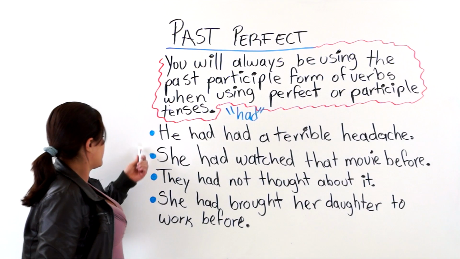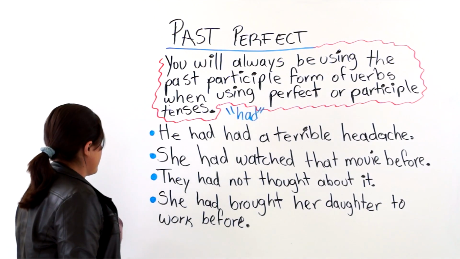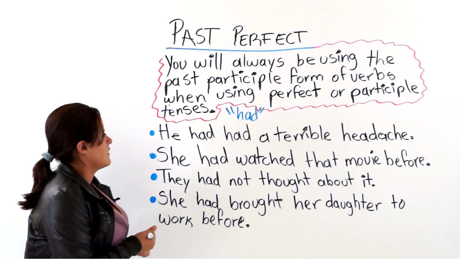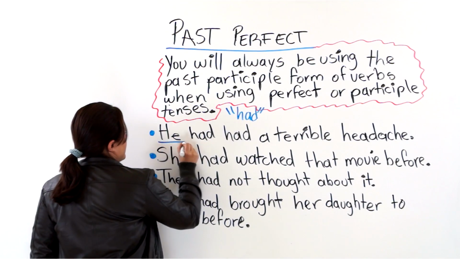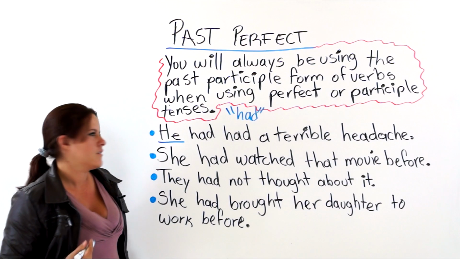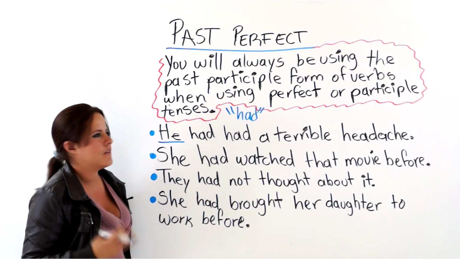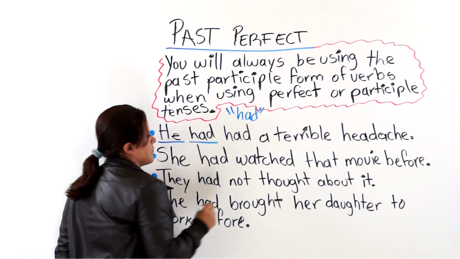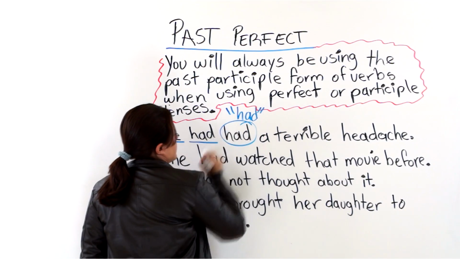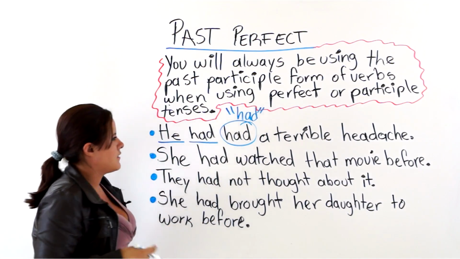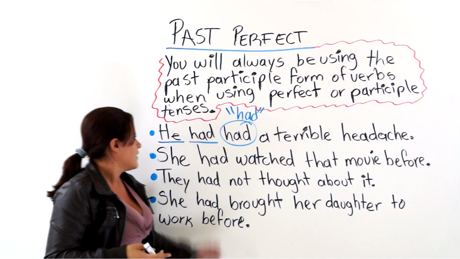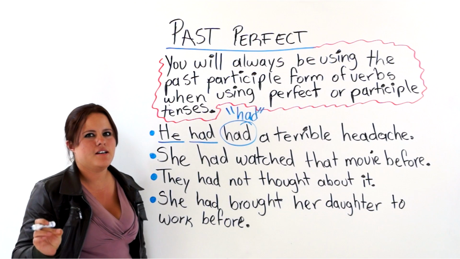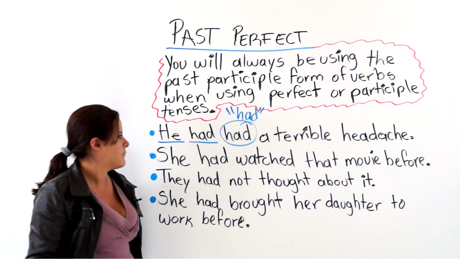Look at the examples here. The first one says, he had a terrible headache. We have the subject, or the subjective case pronoun he, plus had, plus the past participle of the verb have, and then the complement of the sentence. He had a terrible headache. This is the past perfect, people.